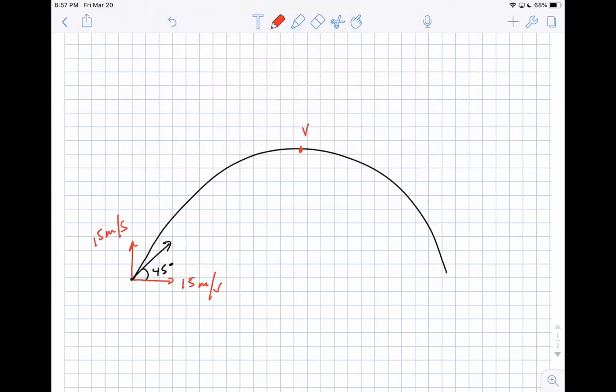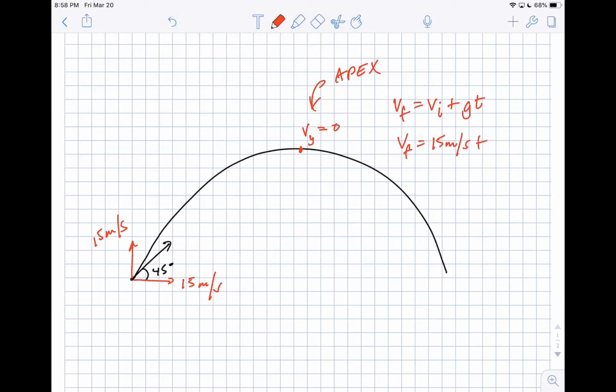V, and I'm just going to put here y for vertical, is equal to 0. This is at the apex. Now the question asks, what is the vertical velocity 2 seconds after it leaves the foot, basically the football? So I'm going to say final velocity equals initial velocity plus gravity times time. Well, what is the initial velocity? Well, that's given, 15 meters per second.